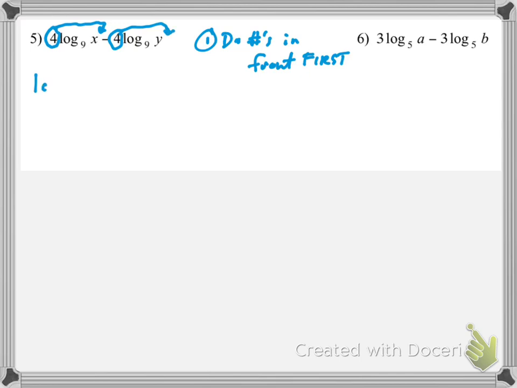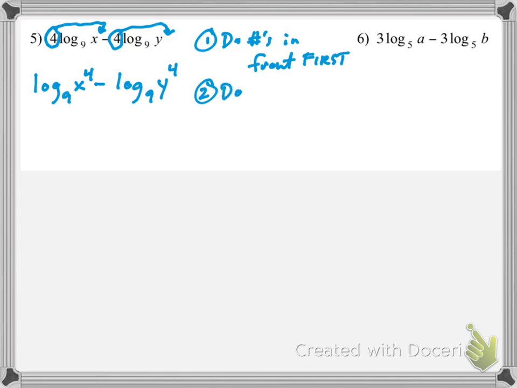So now I have log base 9 of x minus, oh, wait a minute. Sorry, forgot about the 4. x to the 4th minus log base 9 of y to the 4th. Okay? So you can only do one property at a time.